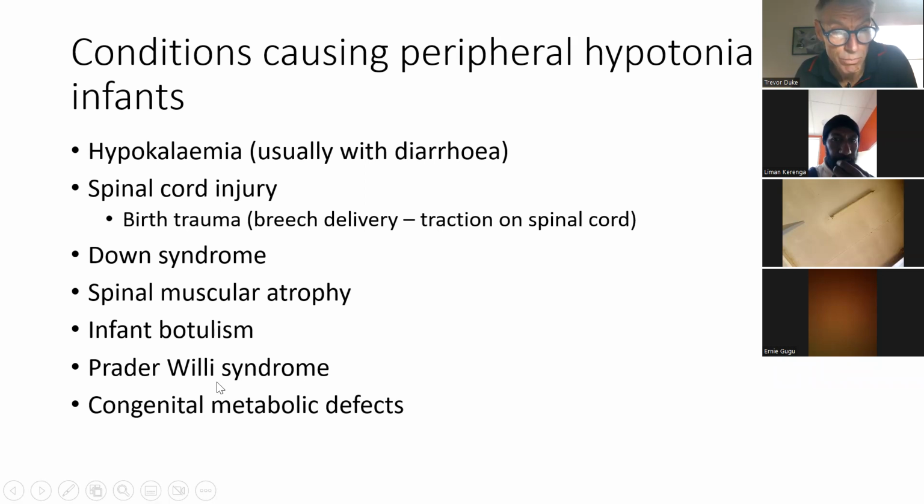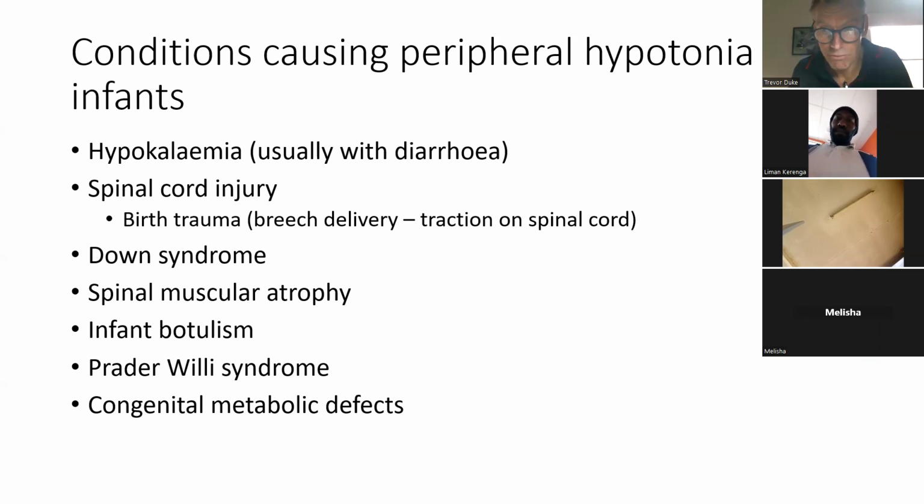There's another condition called botulism, infantile botulism. And then there's a few other conditions like Prader-Willi syndrome and other things. But I guess acute flaccid paralysis, hypokalemia, Down syndrome, and spinal muscular atrophy are the most common causes of peripheral hypotonia. And those babies are generally alert, but they have central hypotonia. They don't have scissoring. The reflexes are down. They have all the signs of peripheral hypotonia.